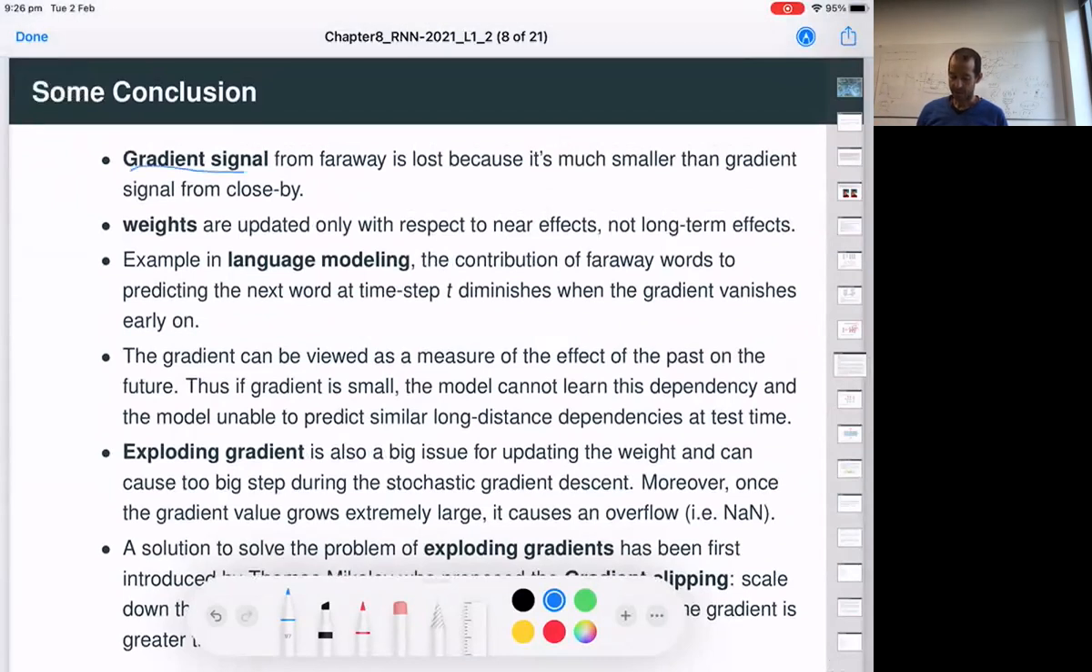Gradient signal from far away is lost because we can see that it's much smaller than gradient signal from close by. So if you are far away, your gradient signal will be lost. So weights are updated only with respect to near effects. So we have a problem of no long-term effect.